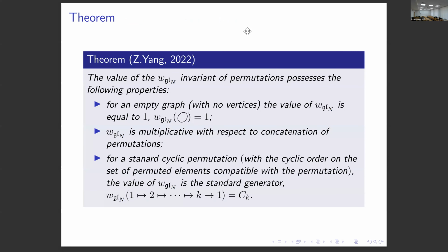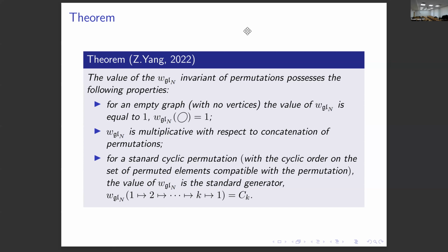And next, the weight system for permutations. I have an algorithm, or say a relationship, a recurrence relationship for the value of the gl_N weight system for permutations. The start is the empty graph, the graph without vertices, whose value is 1, and the W_gl_N is multiplicative with respect to the disjoint union of permutations. If you draw the permutation as a diagram, connected along the real line. And the standard cyclic permutation is a Casimir element.